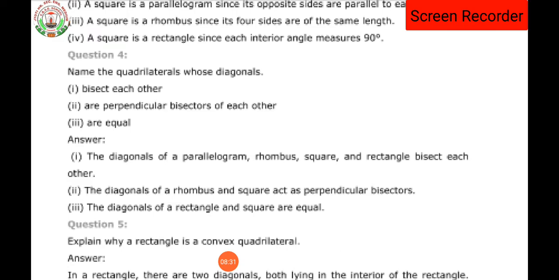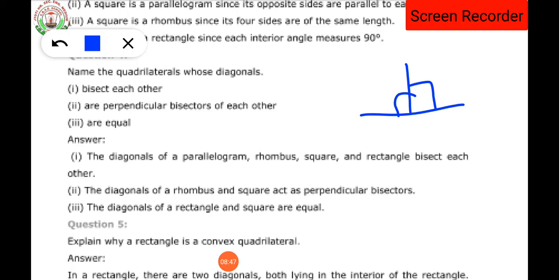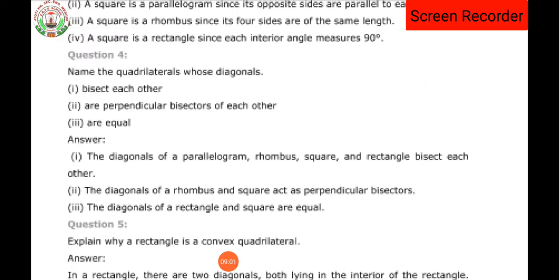So here we want the diagonals which are perpendicular bisectors of each other. Do you know what a perpendicular bisector is? Perpendicular bisector means it should be at 90 degrees. The bisector line intersects the other line at 90 degrees. That is known as a perpendicular bisector. So the diagonals of a rhombus and a square act as perpendicular bisectors. Clear?